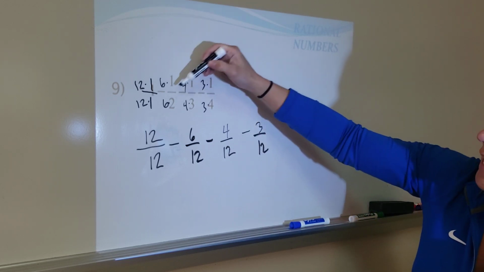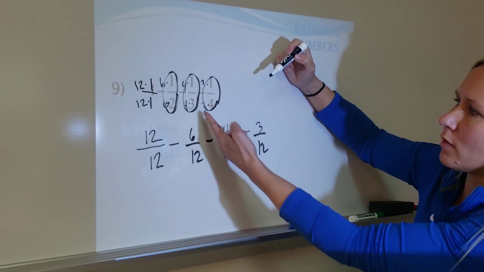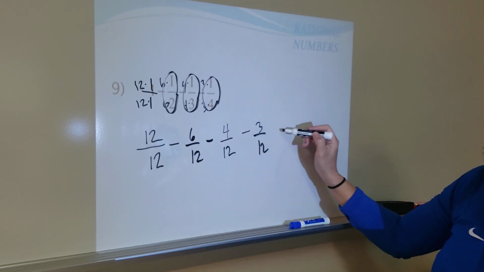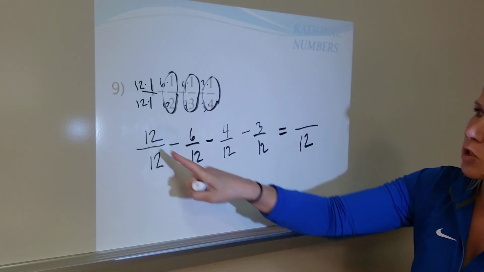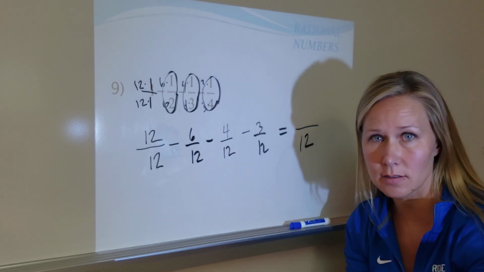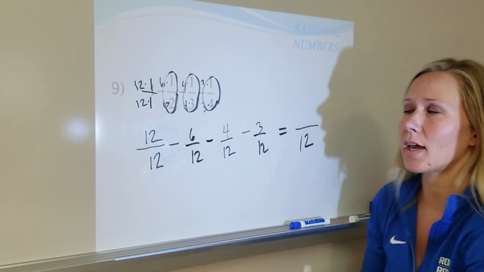So I just renamed each of these fractions here. I renamed them to their equivalent fraction by finding common denominators. Now, how many twelfths are we going to have? The denominator stays the same. 12 minus 6 is 6, minus 4 more is 2. Now minus 3 would be negative 1.